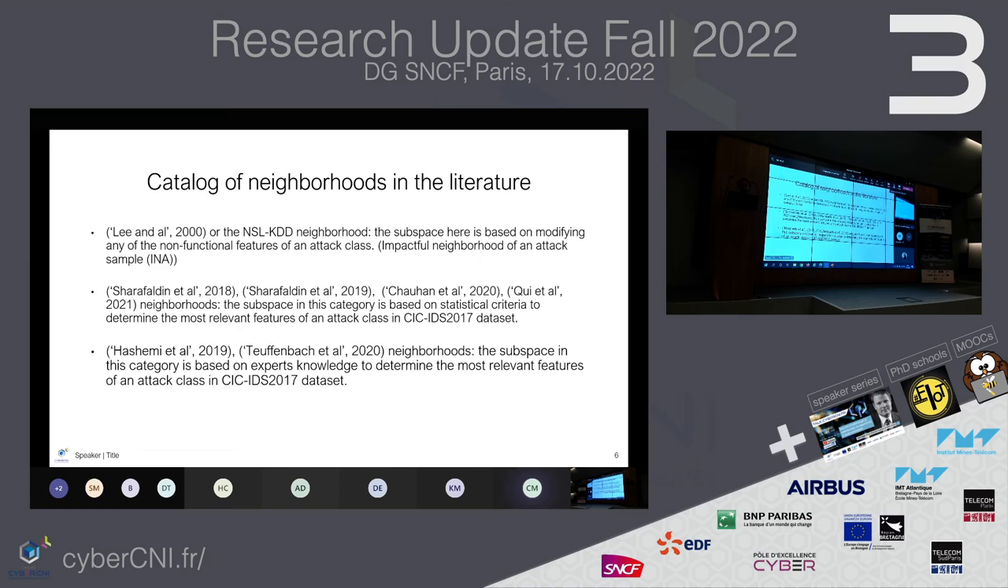And the final one is where people don't care about this neighborhood, so like in the image domain, they apply the modification on all the features. So this is what we found, the different neighborhoods in the literature.